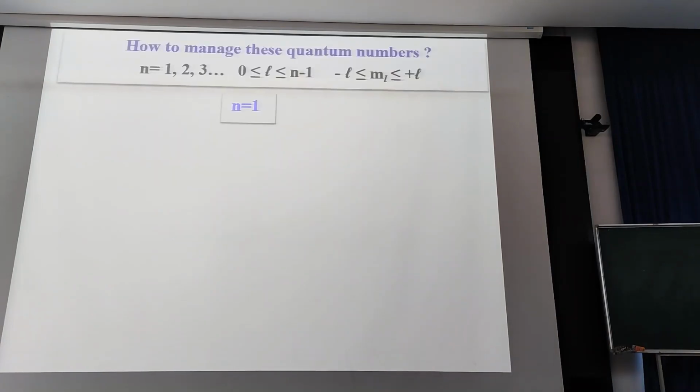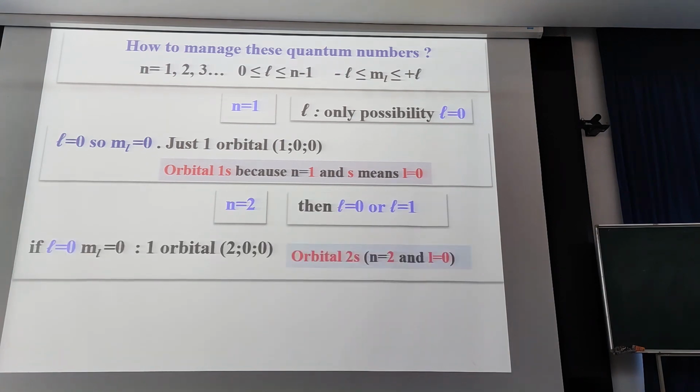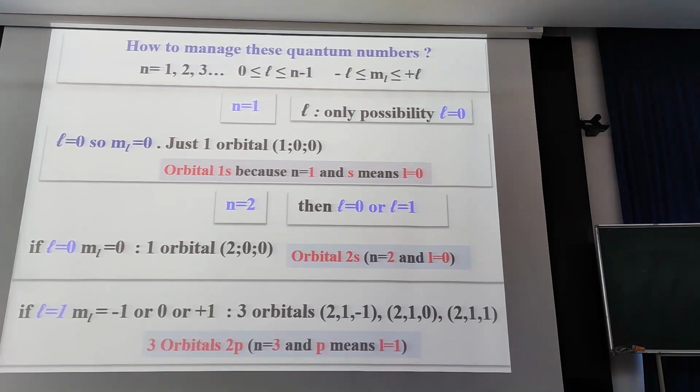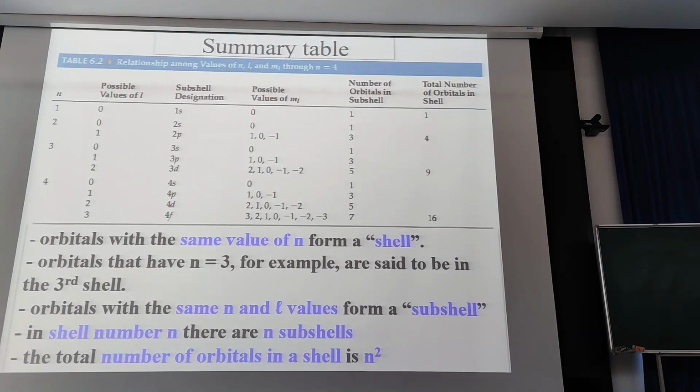So n equal to 1, L equal to 0, so you have orbital 1s. If you have n equal to 2, the second layer, you have 2 values, 0 and 1. If you have L equal to 0, that means you have orbital 2s. If you have n equal to 3, you have 3 d orbitals. Okay? It's quite easy to understand. This one is in your slide already. I will not go into more detail.